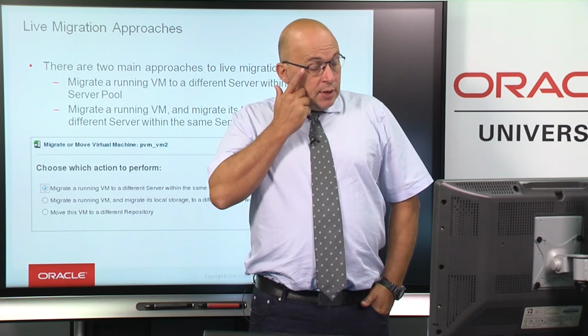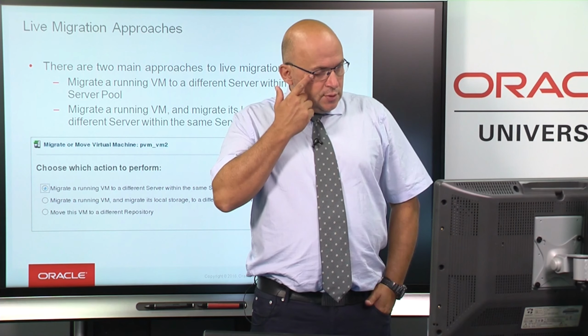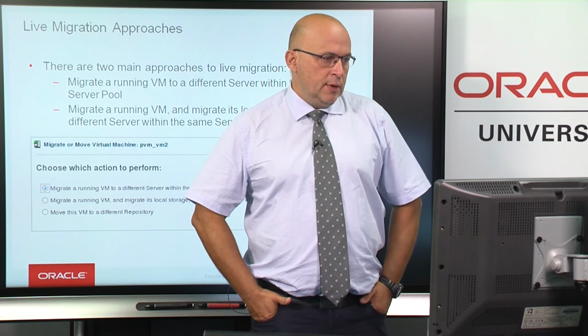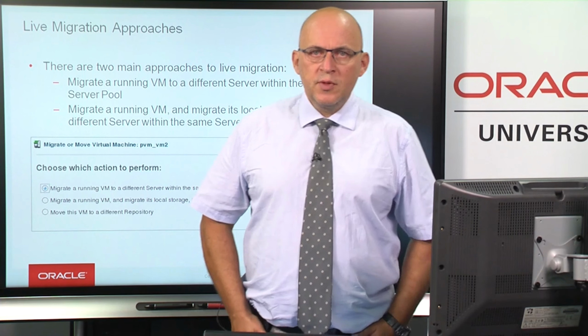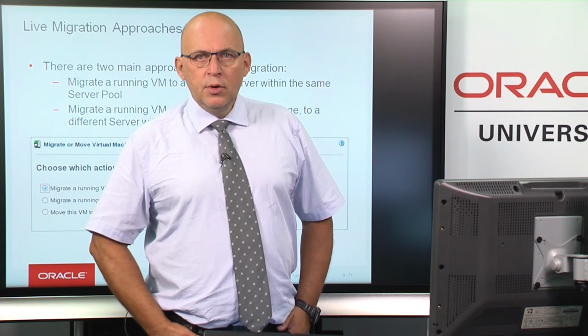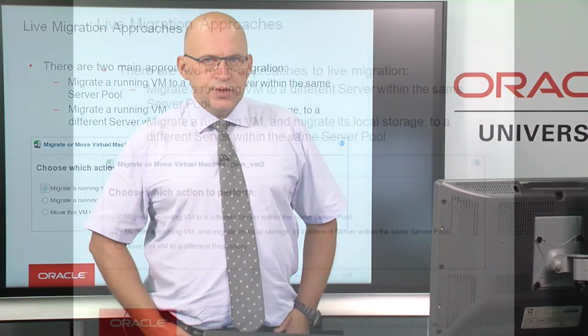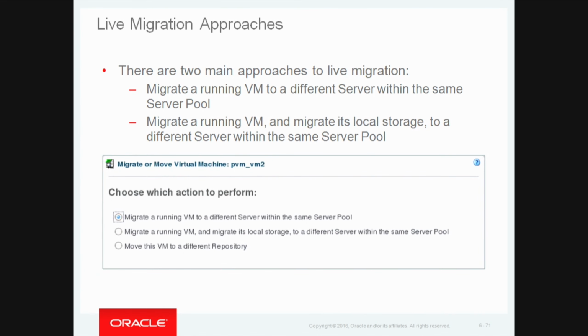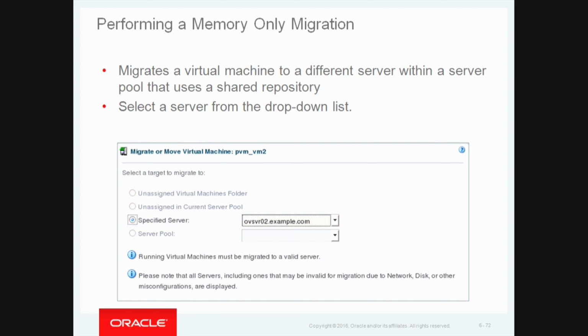So, live migration approaches. Well, you have to migrate VMs to a different server within the same pool, okay? So this is the most common operation, what we are calling memory migration. Or you can migrate a running VM and migrate its local storage to a different server within the same server pool, which also has to present some additional storage for this VM. So this is a kind of particular migration.